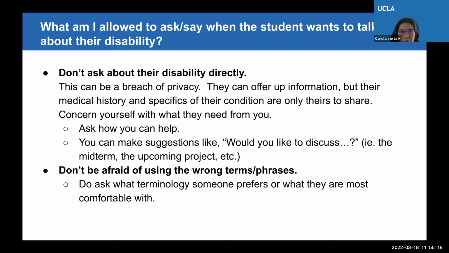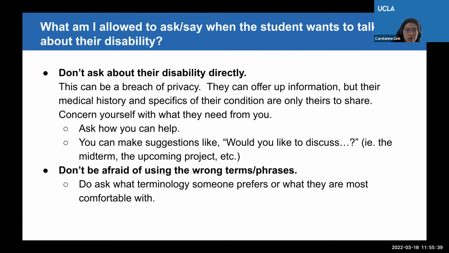And I have two main bullet points. First one is don't ask about disability directly. This goes back to what we were saying about the disability models. It doesn't really matter what the medical diagnosis is or what the specifics of their condition are. It's really conversation around reducing the barriers. How can I help? What can I offer you? What do you think a good solution is?